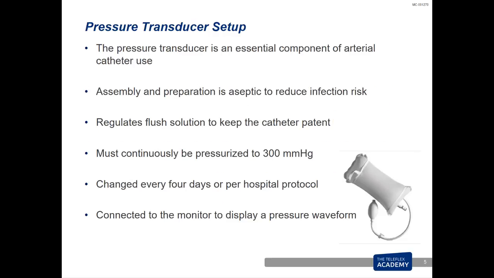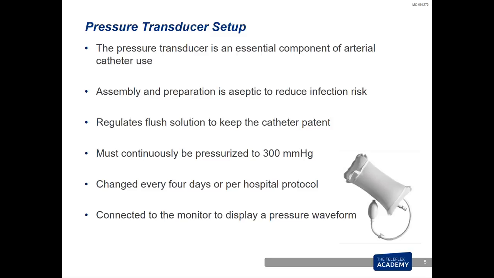The pressure transducer setup. The pressure transducer is an essential component of the arterial catheter. Arterial catheters are the only catheter that require add-on devices for essential function. So when creating your pressure transducer setup, it's imperative that we use strict aseptic technique and we apply the pressure transducer distal connection of the tubing to the arterial catheter in a sterile fashion. Assembly and preparation is aseptic to reduce the risk of infection.